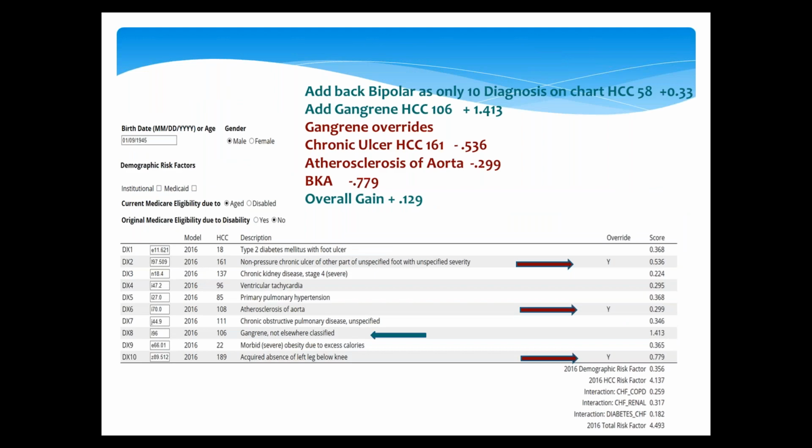Now, what if we include all of these things? There's only room for 10 diagnoses in this system, so I have to add back the bipolar, which is 0.33. It's not on here, but you have to add that back. So we put the gangrene in. Now we lose credit for our ulcer, we lose credit for our atherosclerosis of the aorta, and we lose credit for our BKA. However, still our overall gain is 0.129. So the moral there is, put all of these codes in no matter what, and it's most likely going to improve your RAF score.